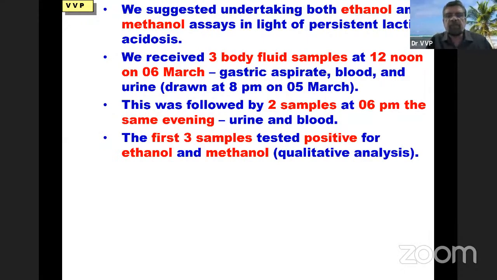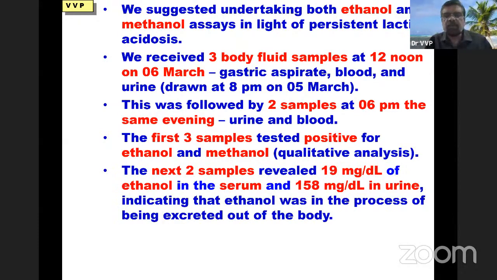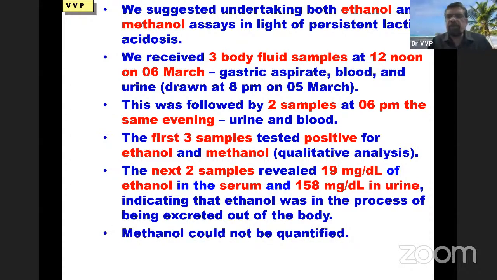And the first three samples tested positive for both ethanol and methanol by qualitative methods. And the next two samples revealed quantitatively ethanol in the range of 19 milligram per 100 ml in the serum and 158 milligram per 100 ml in the urine, which was a clear indication that ethanol was in the process of being excreted out of the body, because the concentration in urine was more than in the blood, which indicates a process of excretion. We could not quantitate methanol.